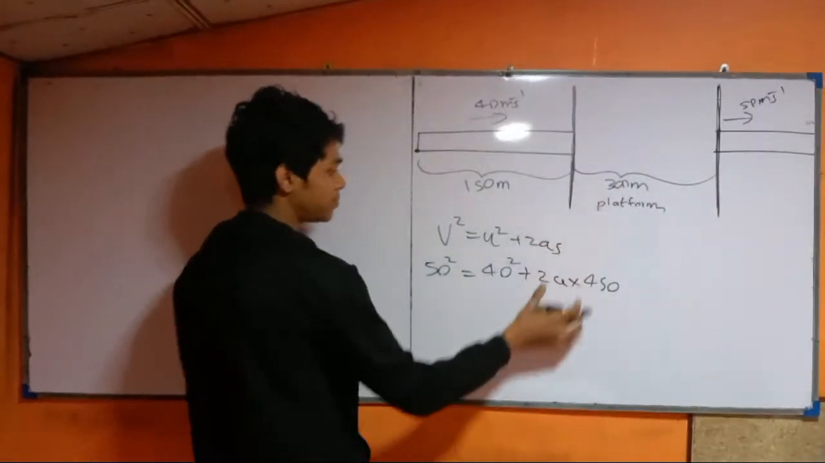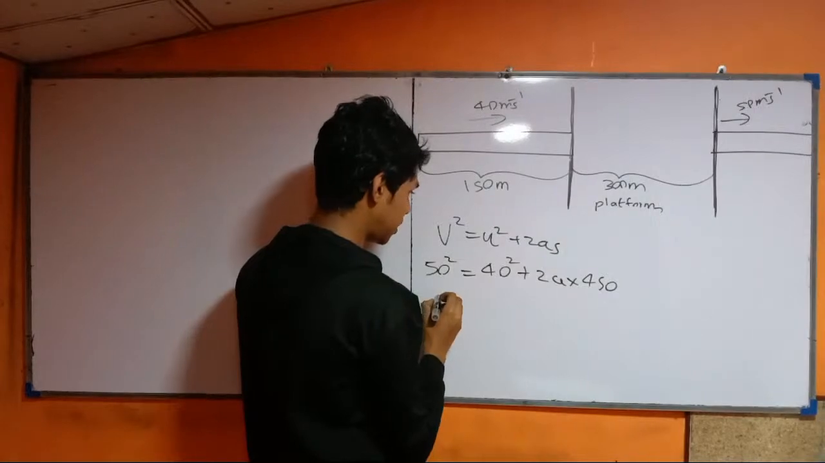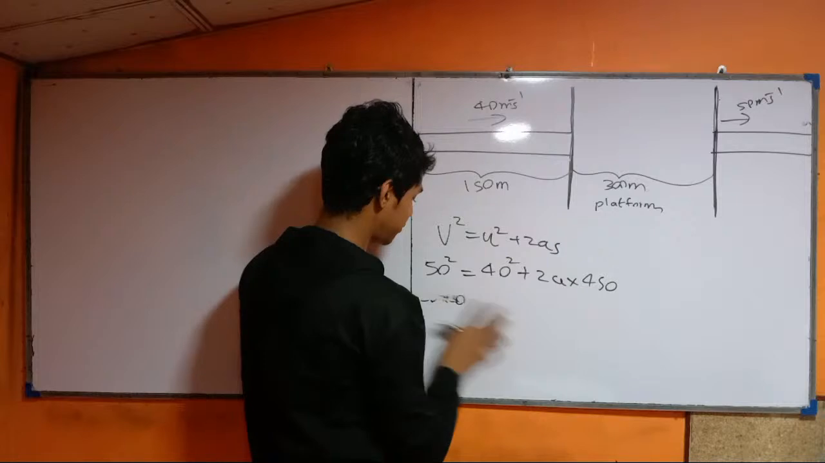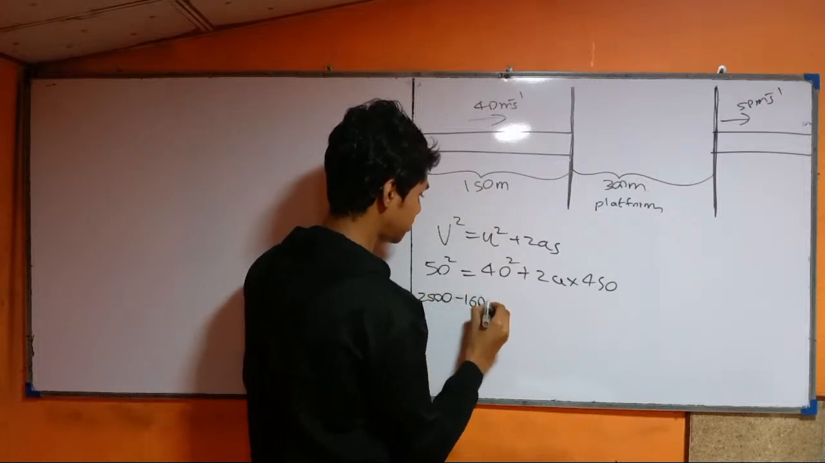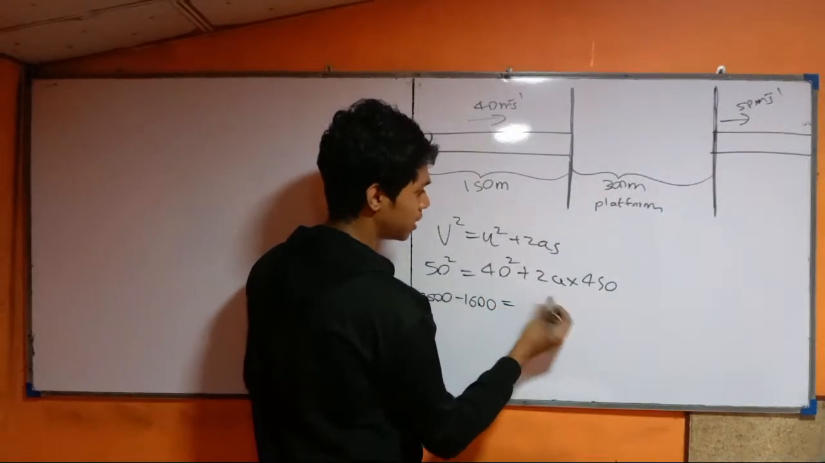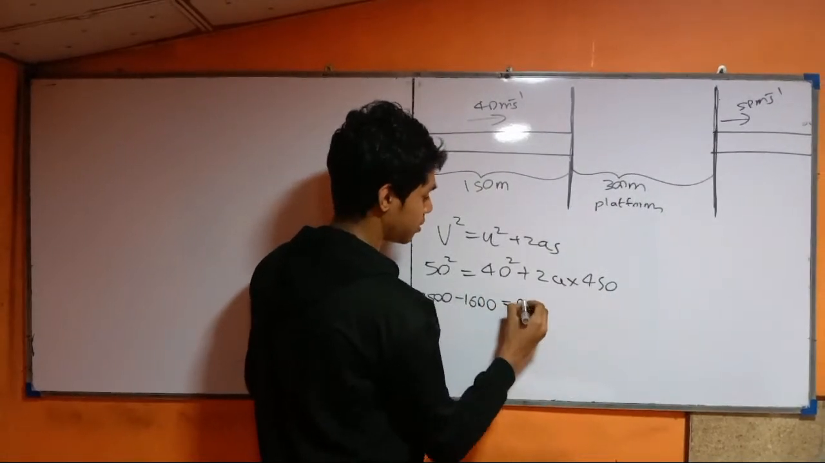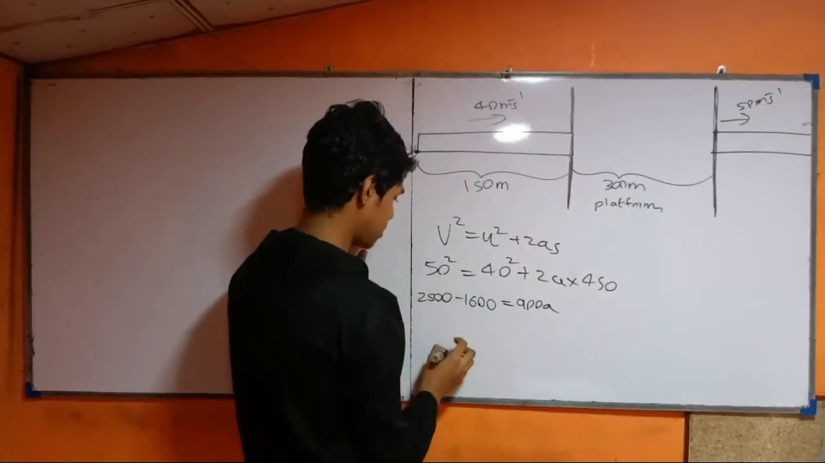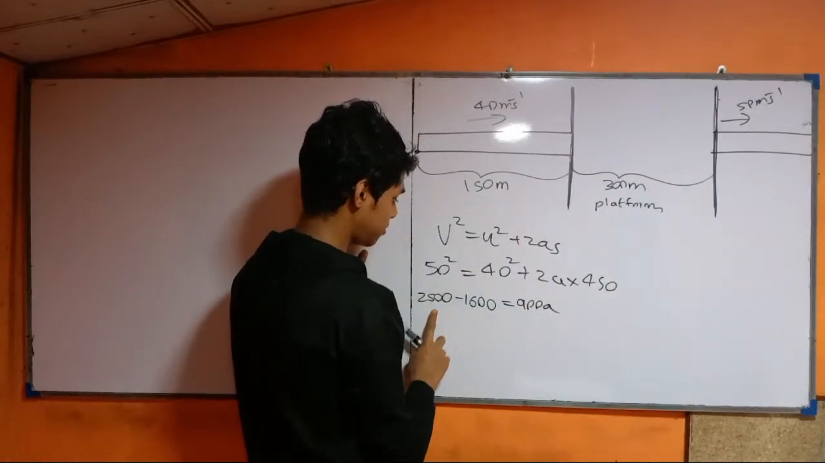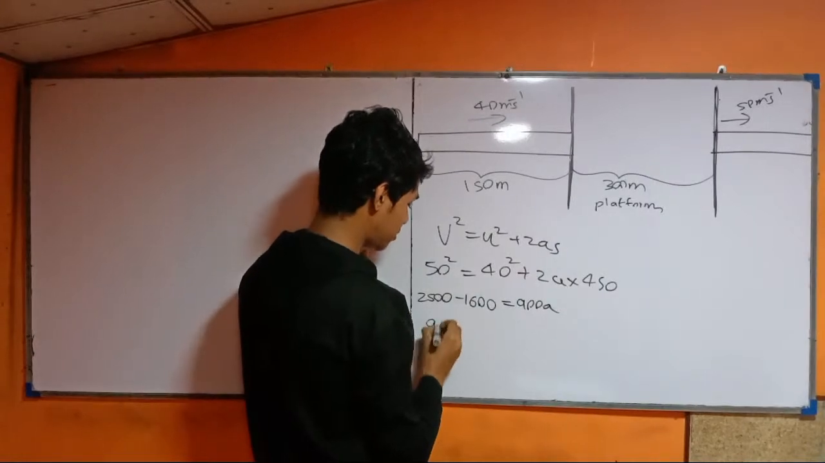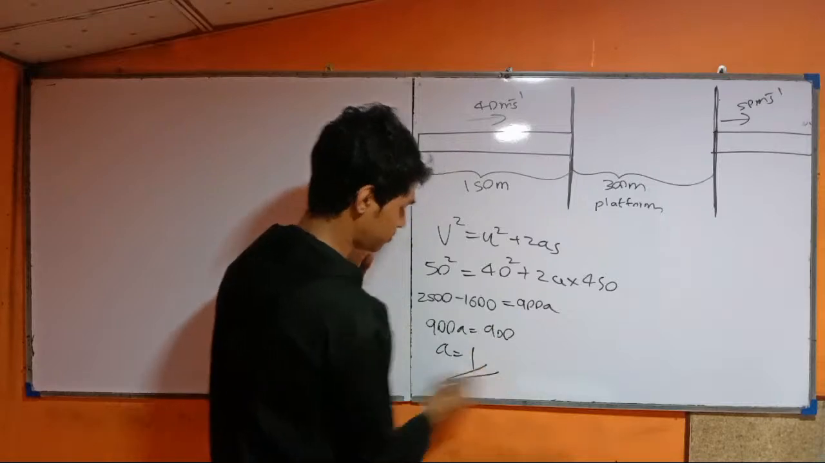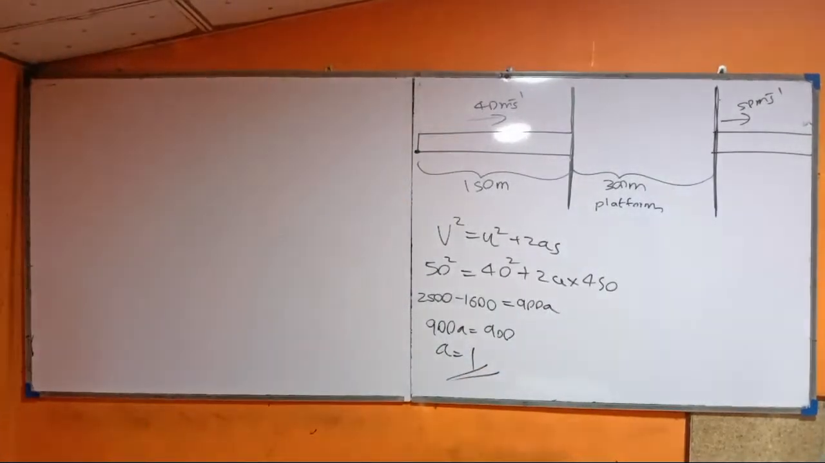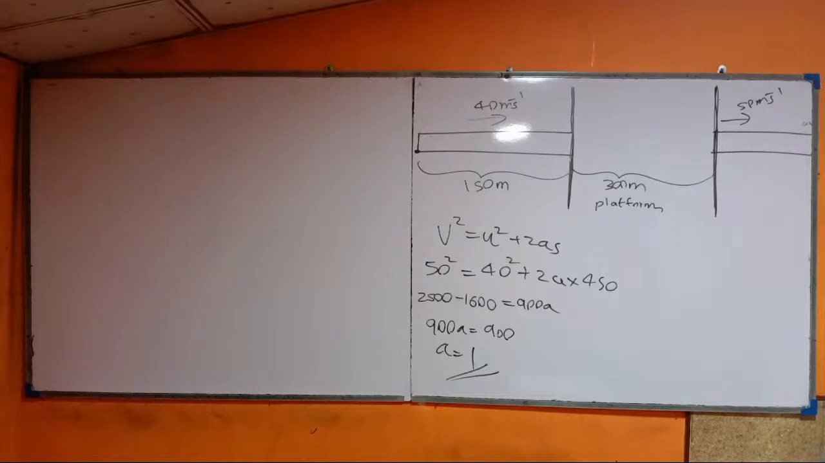Okay, tricky question. Then what's the answer going to be? 50 squared is 2500, minus 1600 is equal to what? 900, right? 900 equals 900A. Then A is going to be 1. Straight away, answer number 3.